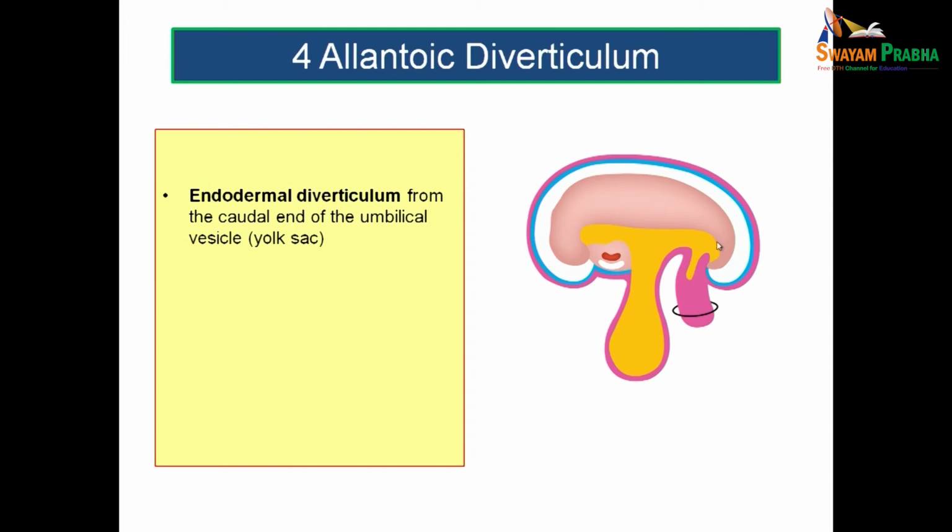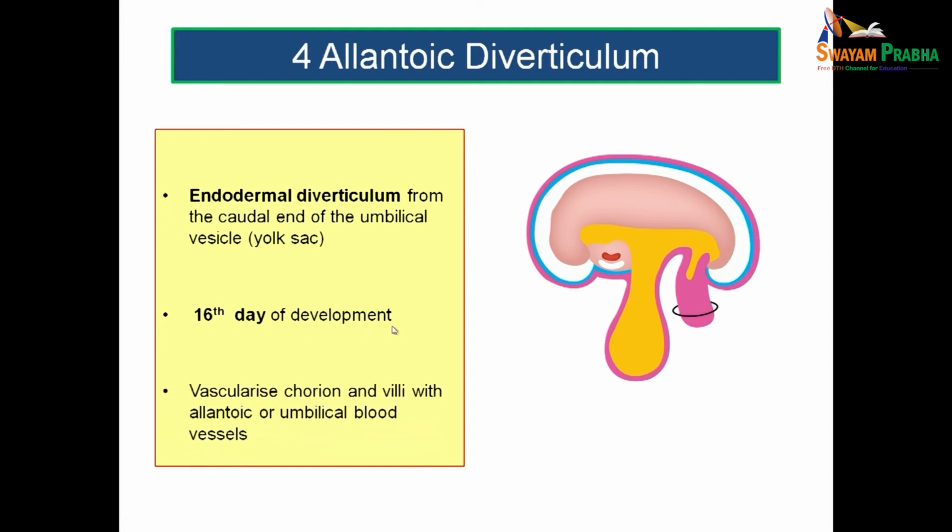And at which end are you seeing this endodermal diverticulum? This is the cephalic end, this is the caudal end. So, at the caudal end, you can see a diverticulum, and that is known as the endodermal diverticulum. This is the yolk sac. It is the caudal end of the umbilical vesicle or yolk sac where you get the allantoic diverticulum, and you can expect the formation of the allantoic diverticulum by the 16th day of the intrauterine period.